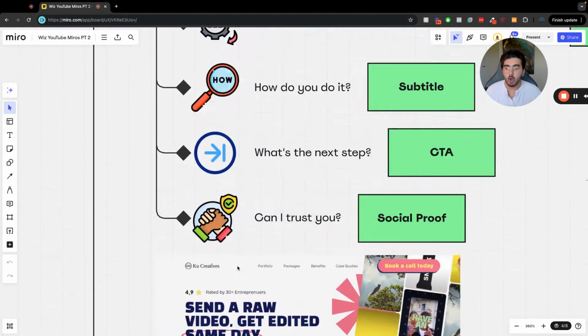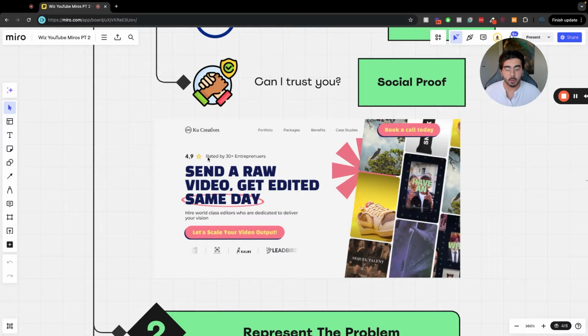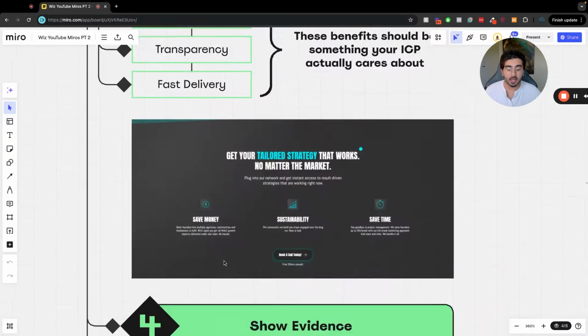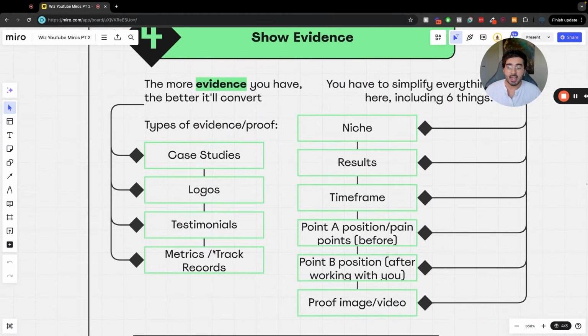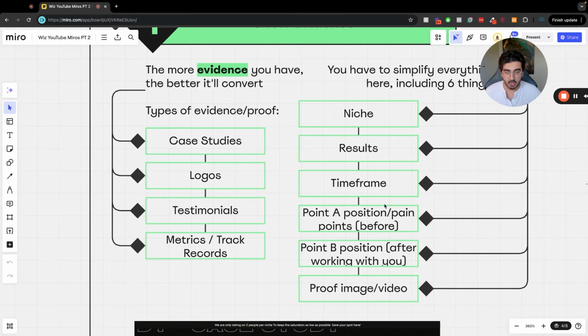So for example, what you saw right over here was a numbered review, but we also have the logos, but that's not enough. What people want to see is them in a similar situation and then how the situation was solved. So the structure we use is niche, results, time frame, point A, point B, and proof. For example, I am an agency owner that got these results of closing 100,000 in deals in the past 90 days, right? So that covers these two.